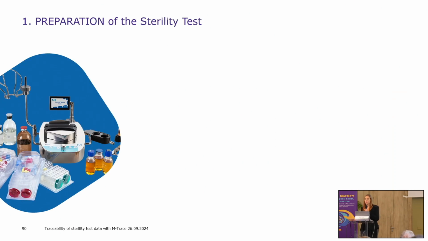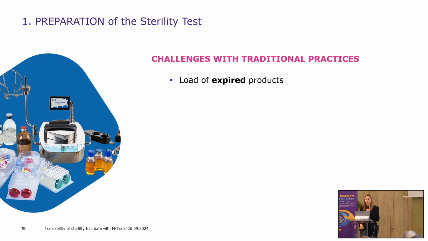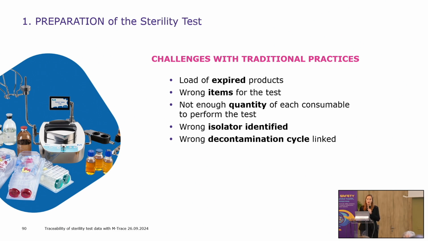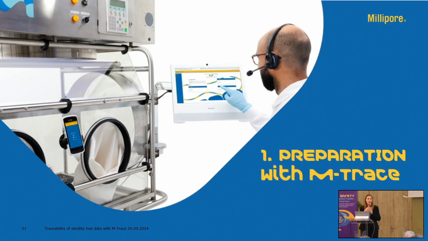But what can go wrong when using the traditional method? Well, we can face some challenges sometimes. For instance, we can load products that are expired, or we can have wrong items for the test. We can have not enough quantity of each consumable to perform the test, or a wrong isolator can be identified. Finally, a wrong decontamination cycle could also be linked to the test. Let's see now how we face these challenges with the use of mTrace.